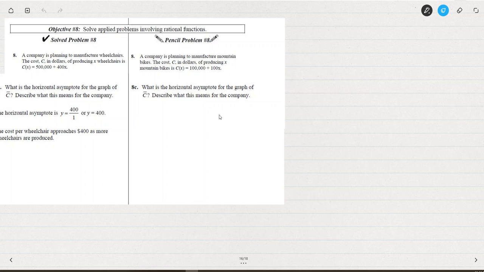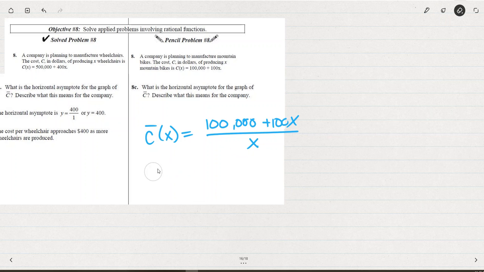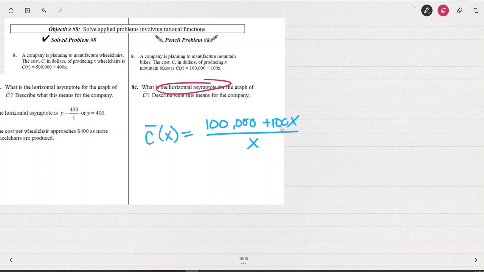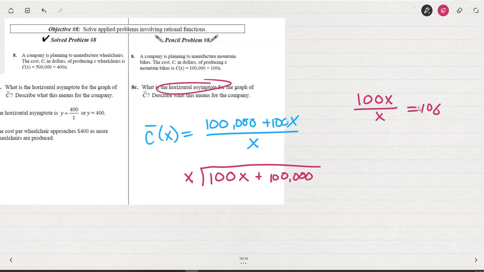What's the horizontal asymptote for this graph? If we have 100,000 plus 100x over x, the horizontal asymptote, let me work it out so that I can show you and walk through the process. Remember we divide, so 100x plus 100,000 divided by x. So off to the side I'm thinking, if I'm doing long division, 100x divided by x is 100. So we get y equals 100.